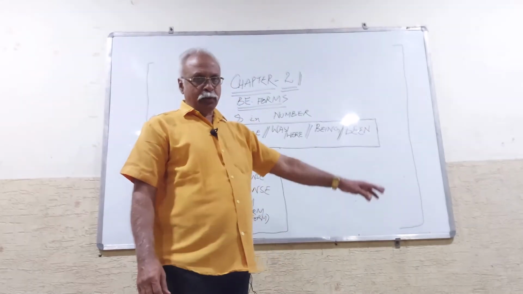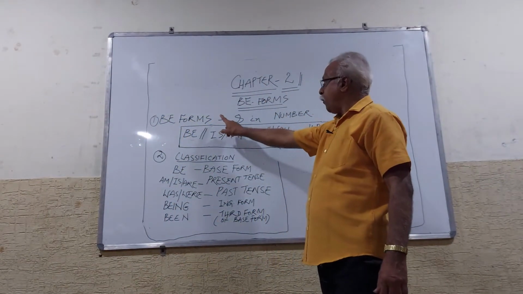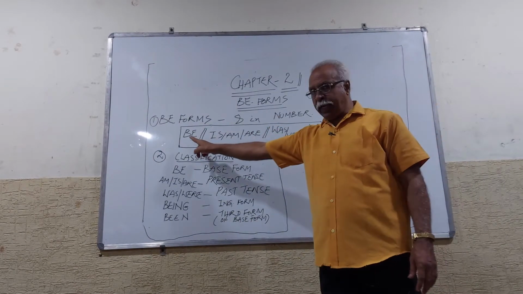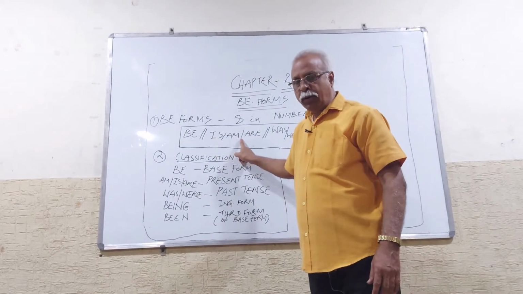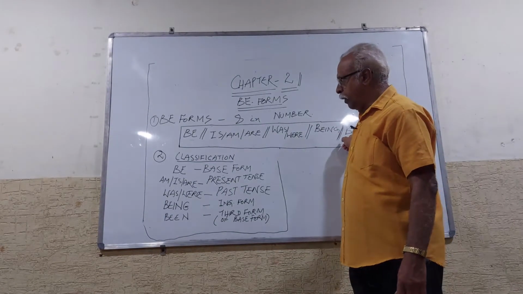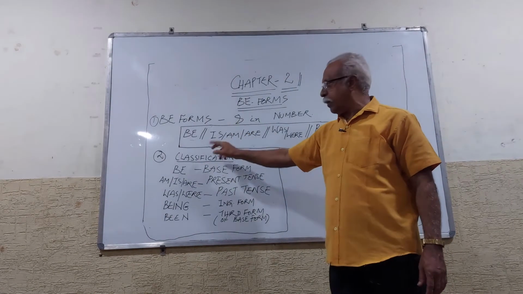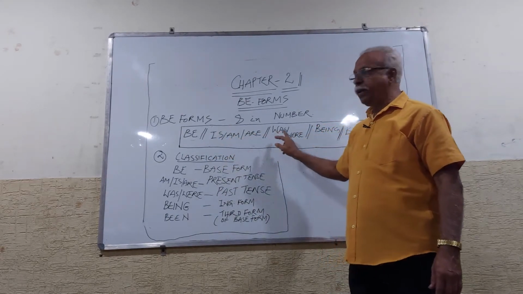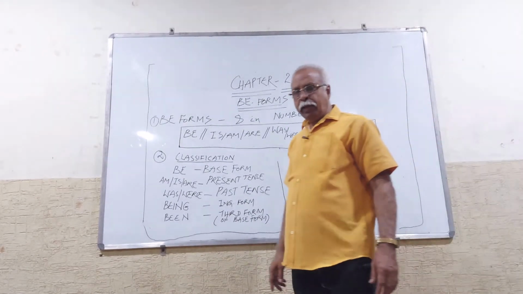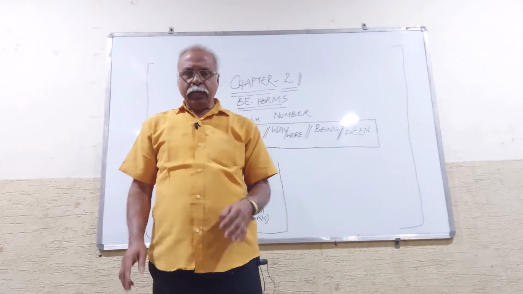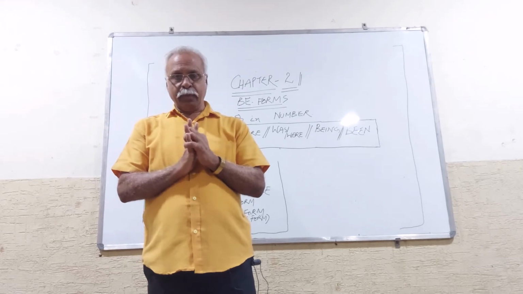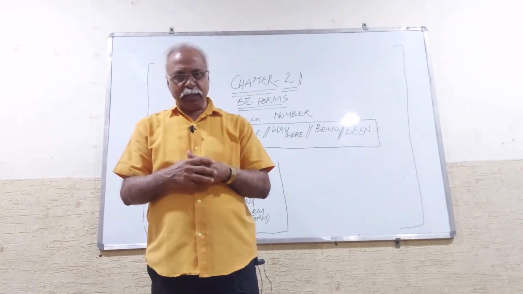Now, all of you take a glance at this. Be forms are 8 in number. As you can see in this box: be, is, am, are, was, were, being and been. You just count, have an idea? They are 8 in number: 1, 2, 3, 4, 5, 6, 7 and 8. They are not one and the same. Each form has its own use and place to use. In advanced lessons, I'll tell you that.